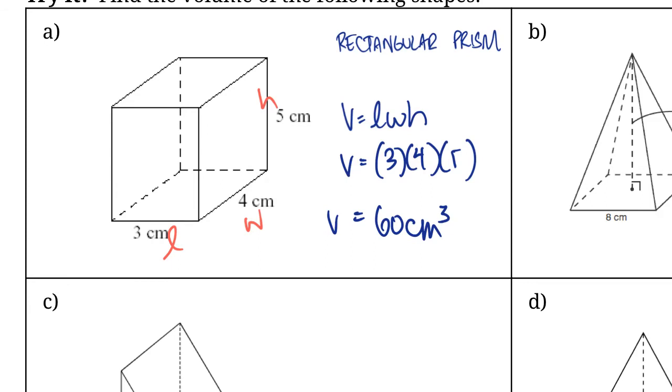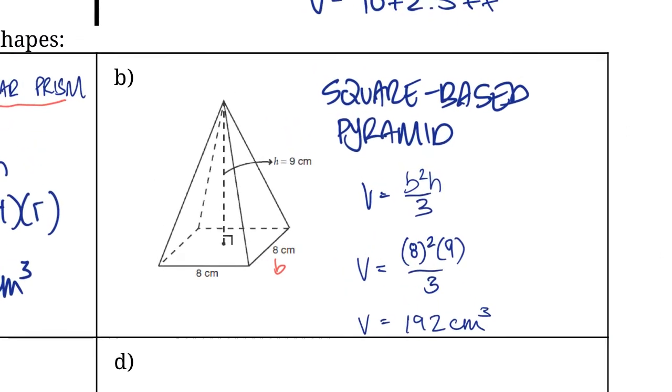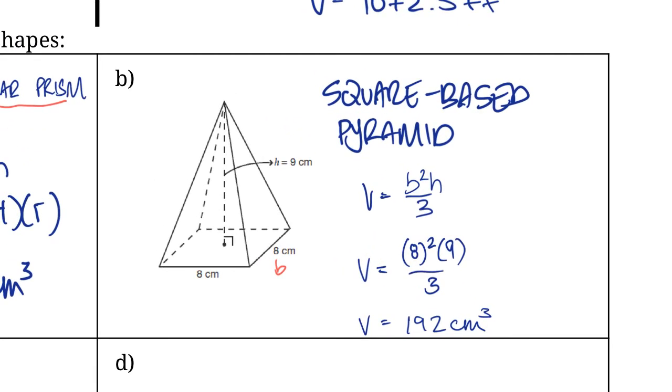So question A, the answer is 60 centimeters cubed. If you're having trouble with that, maybe it's because you couldn't identify the shape. That is a rectangular prism. The second shape is a square-based pyramid. You can tell it's a pyramid because it comes to a point at the top. And the answer is 192 centimeters cubed.